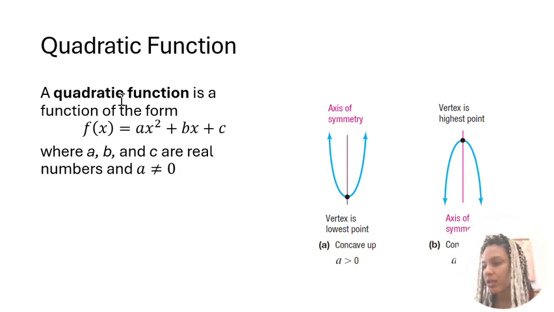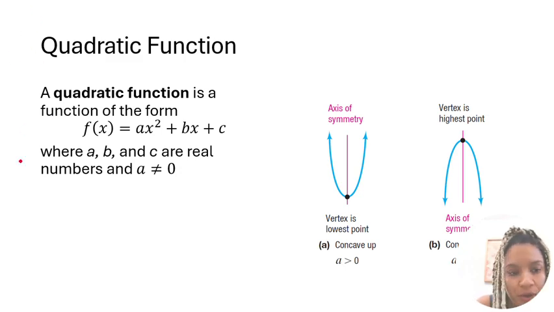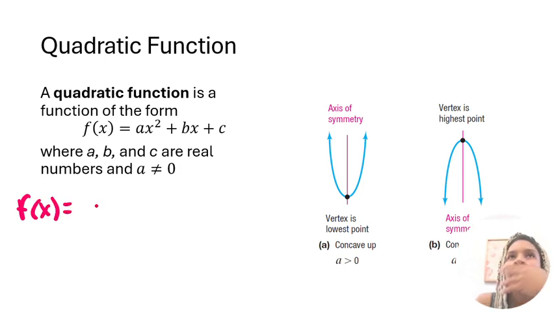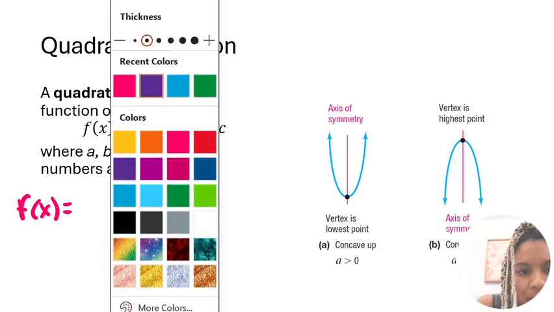So this is the standard form of a quadratic, right? Now you also have what is called the vertex form. So it looks something like this. And the vertex form, I want you to think about it.